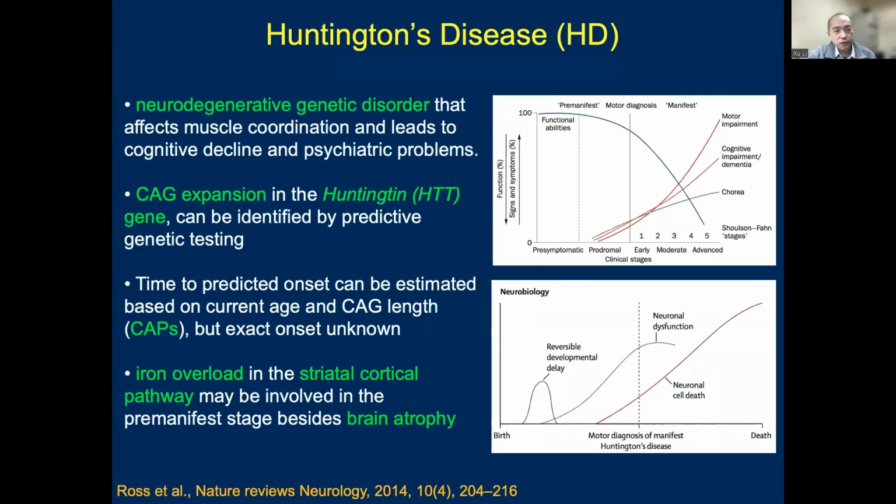The first example is in Huntington's disease, which is a genetic disorder. The genetic mutation in the CAG expansion can actually be detected many years before the symptom onset. For brain changes, besides the usually seen brain atrophy, the iron overload in the striatal-cortical pathways is believed to be another kind of signature in this HD pathophysiology.